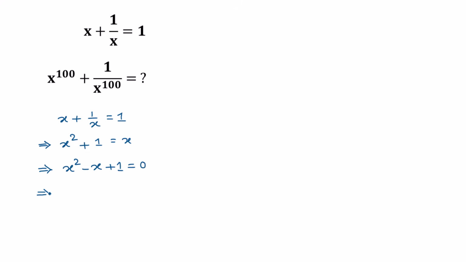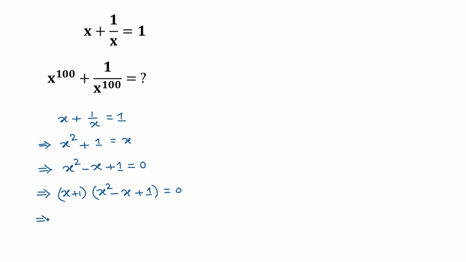Now multiplying both sides by x plus 1, we will get x plus 1 times this term x square minus x plus 1 is equal to 0 times x plus 1, this is 0. We have multiplied both sides by this x plus 1.